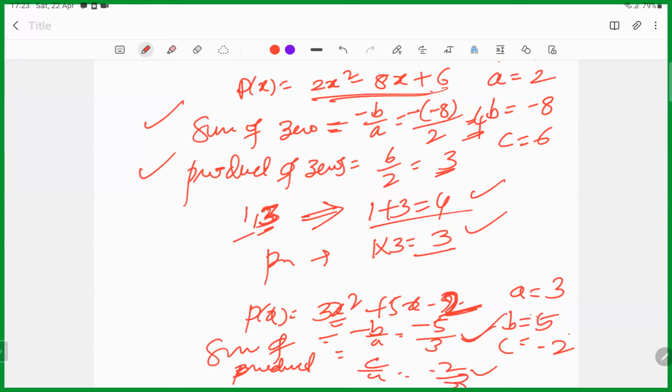Very good, very good. Now you're clear, yeah? Yes, sir. Rohit, you're clear? Hari? So what is the sum of zeros? Minus 5 by 3. Product? Minus 2 by 3. Which is nothing but: sum is minus b by a, product is c by a. Was the derivation clear, how we got minus b by a and c by a?